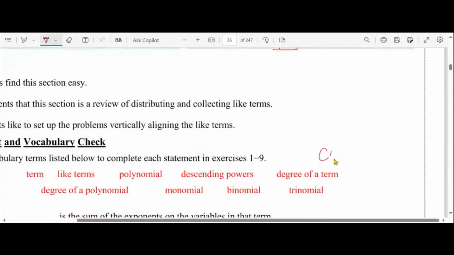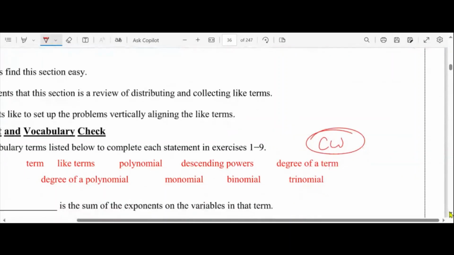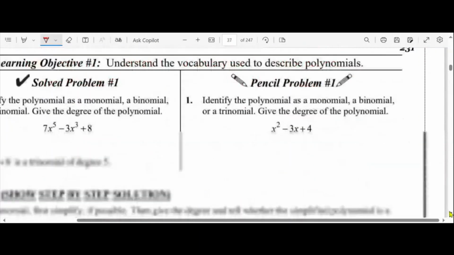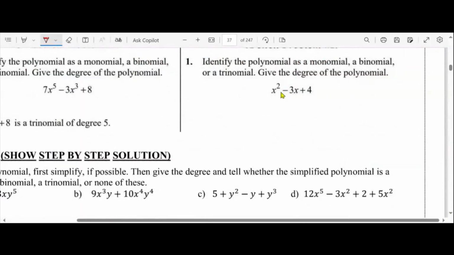Remember this classwork, you have to do the vocabulary. Let's dip into the step by step. Slowly, we'll do it slowly, okay? No rush.